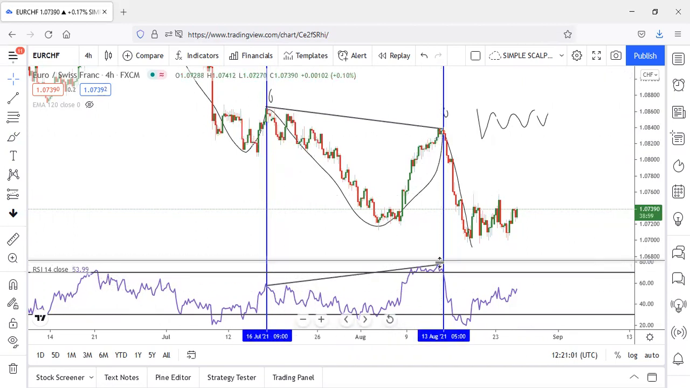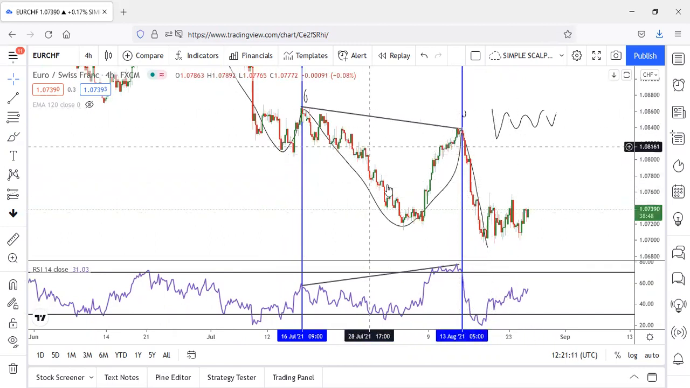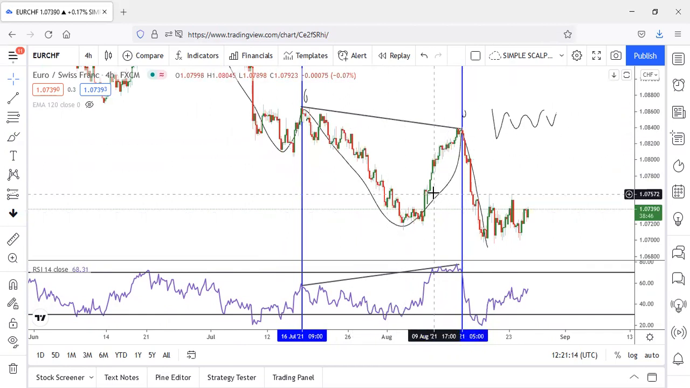This gives us a double assurance that this is a hidden divergence, and this tells us that we should expect continuation of this price movement. I hope this is very, very clear to you guys.